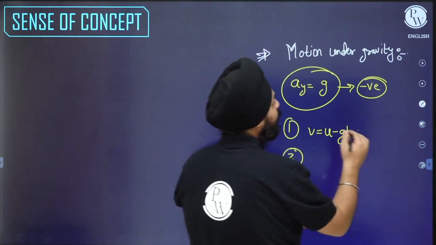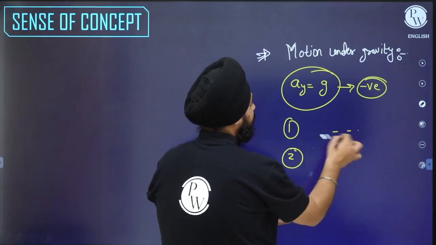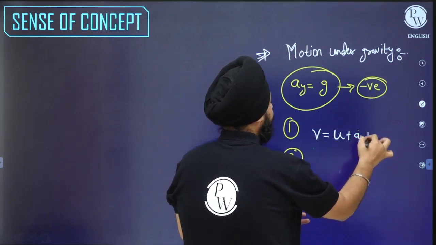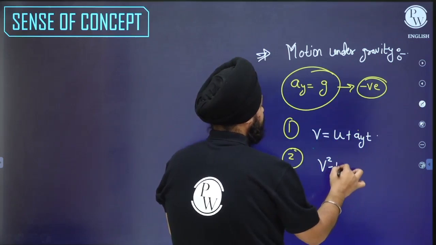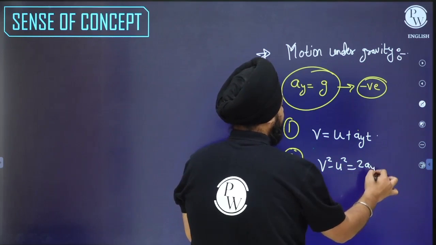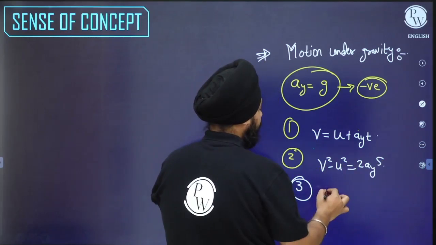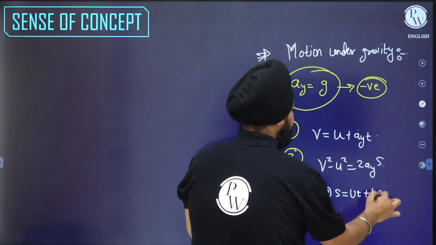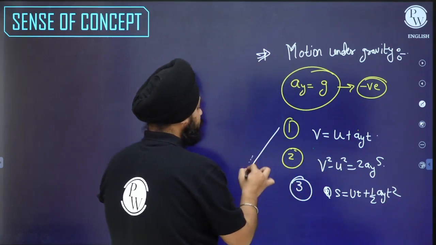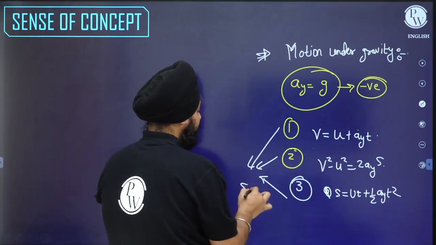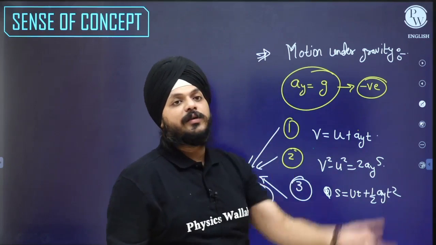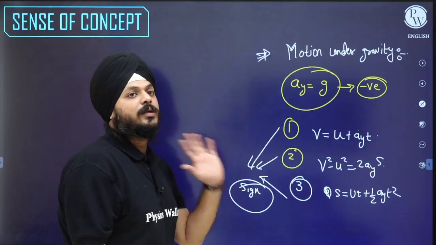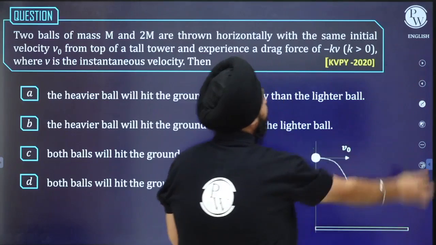Or if you want to write a general statement, then we can write it as v is equal to u plus a_y t. v square minus u square is equal to 2 a_y s. Third equation: s is equal to ut plus half a_y t square. This completely depends on sign conventions, which kind of sign convention you want to take, and how the object is thrown, whether it is thrown upward or thrown down. So this was the sense of the concept of motion under gravity.